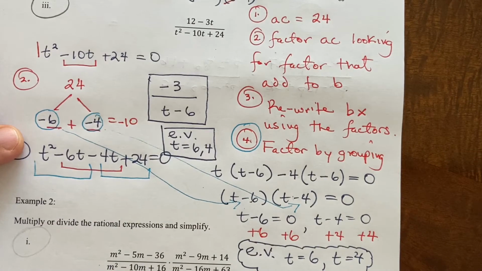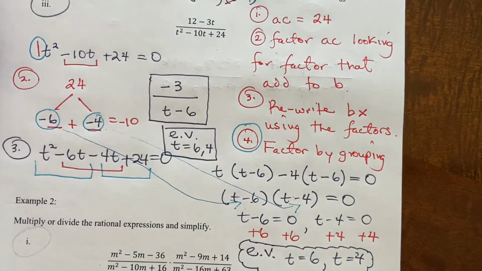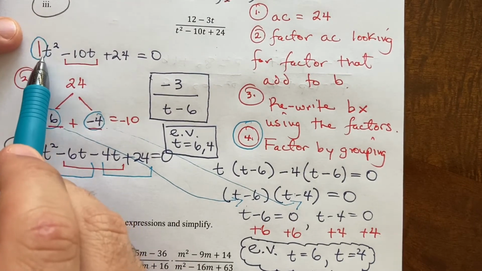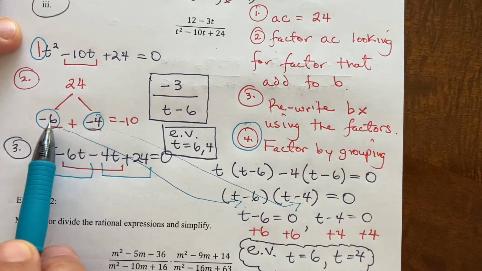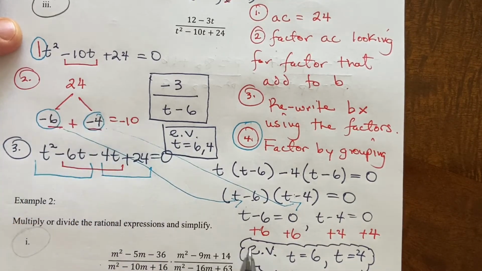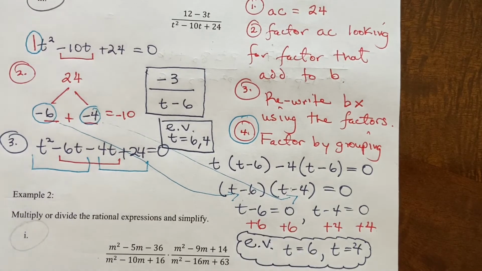That is true only when there's a 1 here. So in the cases where your a is 1, as soon as you find these numbers, these factors that work, that kind of solve this little puzzle, they will just appear here. And you don't need to go through the grouping steps. You could just write it down. So I'll do that a couple times here, show you what I mean.